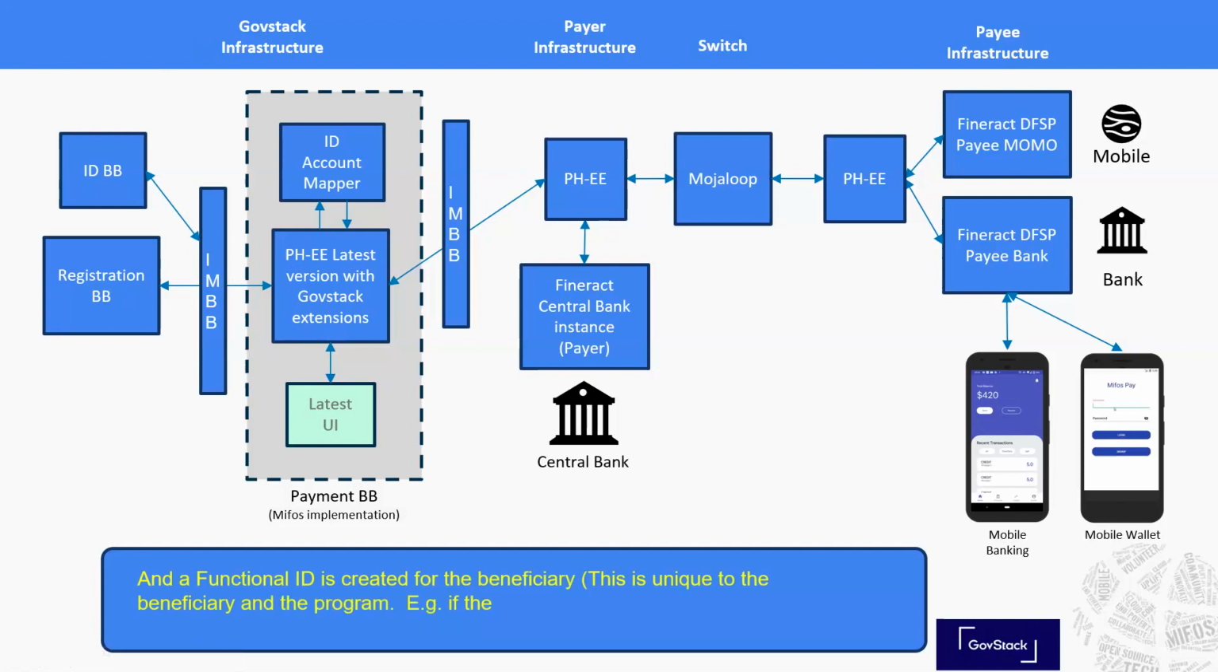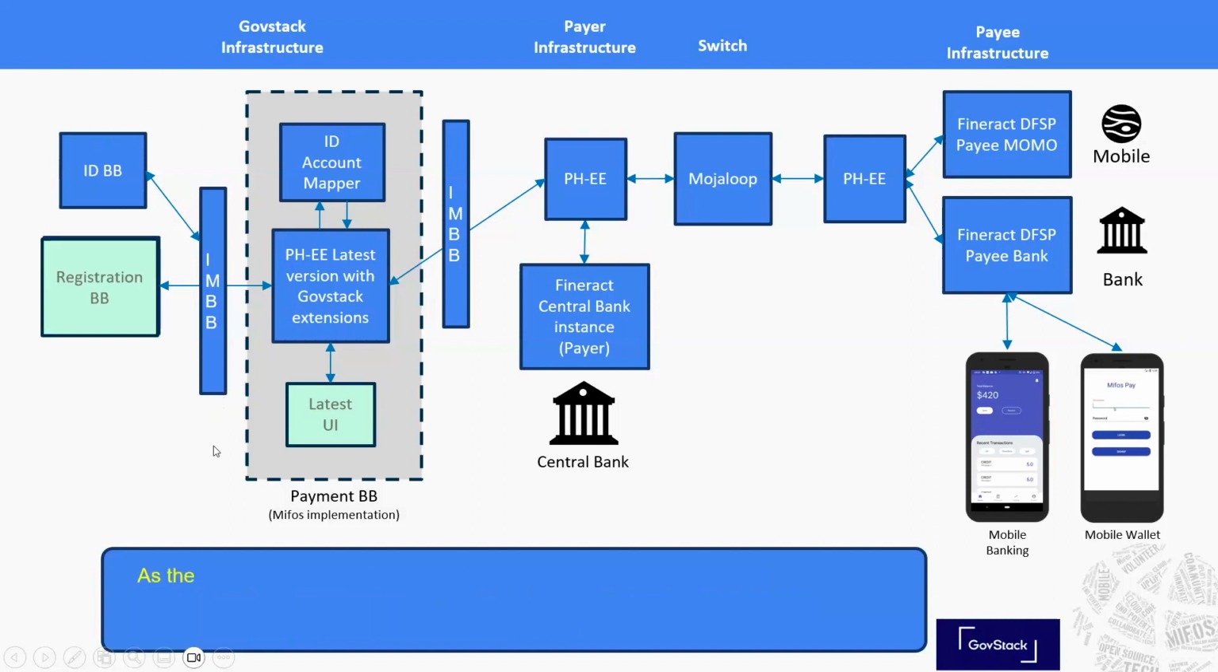So the core information over here is the functional ID. Each beneficiary is allotted a functional ID, and this is so as to map the identity of the beneficiary themselves. The functional ID is the only piece of information that is shared between the Govstack building blocks to extract their further information.